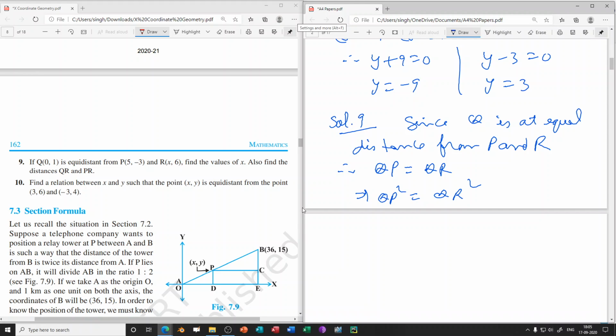Now what is Q and P? To find QP we will have to find the difference of the x coordinates, that is 0 minus 5. So (0 minus 5) whole square plus the difference of the y coordinates. So 1 minus (minus 3), that will become 1 plus 3, so that will become 4. So plus 4 square equal to, what is QR?